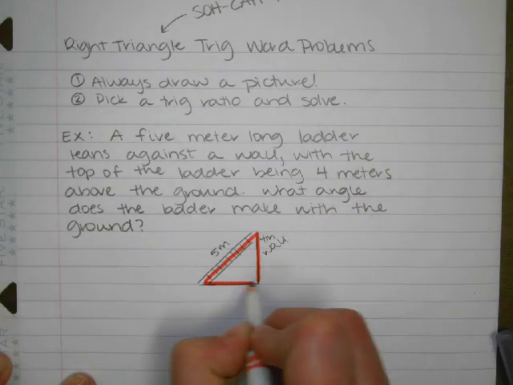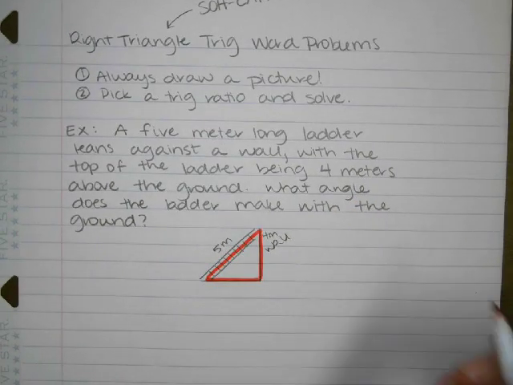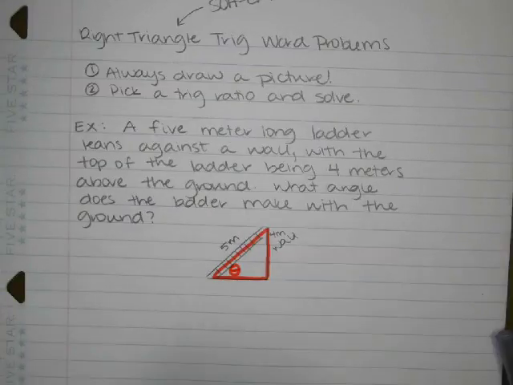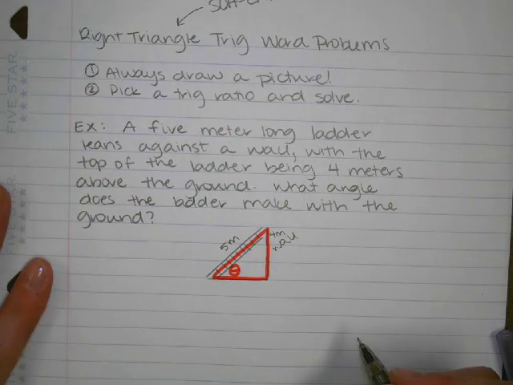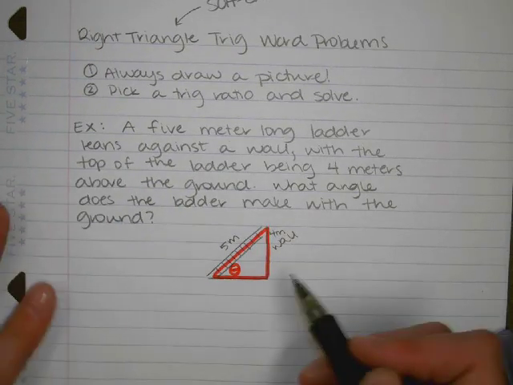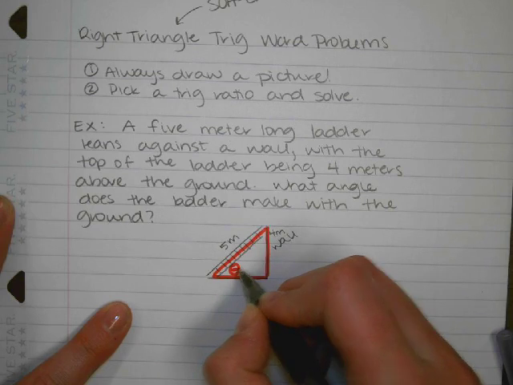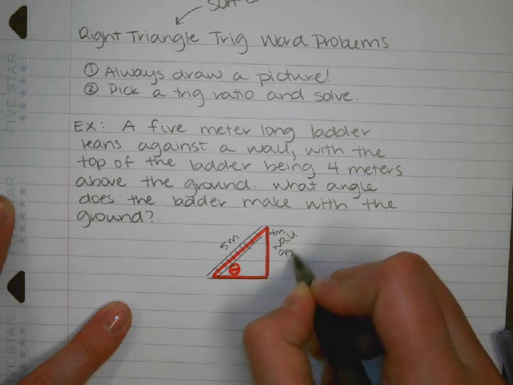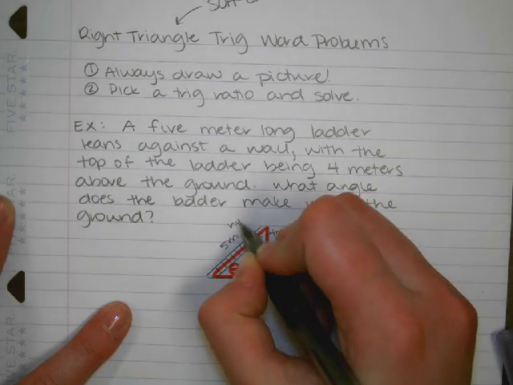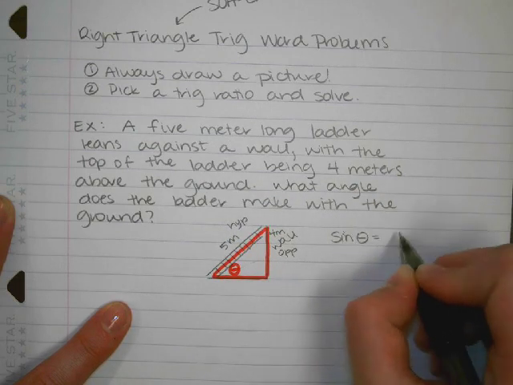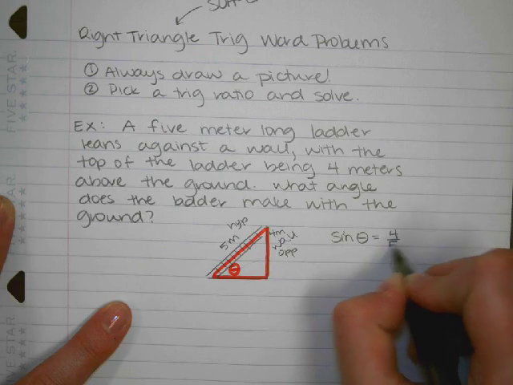So there's our triangle. The angle that we're trying to find is the angle that the ladder makes with the ground, which is right here. I'm going to call it theta. That's the typical variable we use to represent an angle. So I'm going to say that if this is the angle, then that means that this side is the opposite side and this side is the hypotenuse. And so I'm going to say that sine of the angle is opposite over hypotenuse.